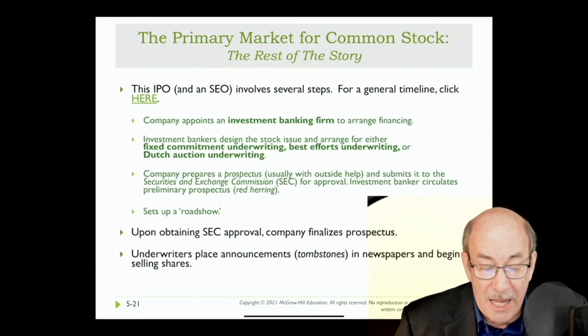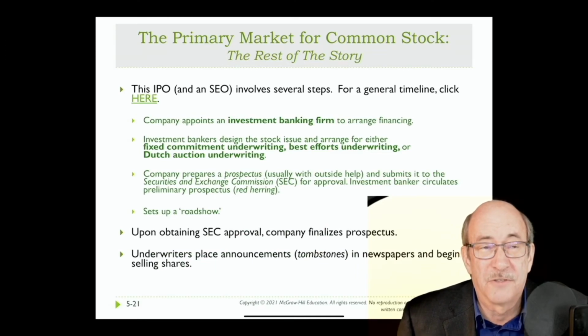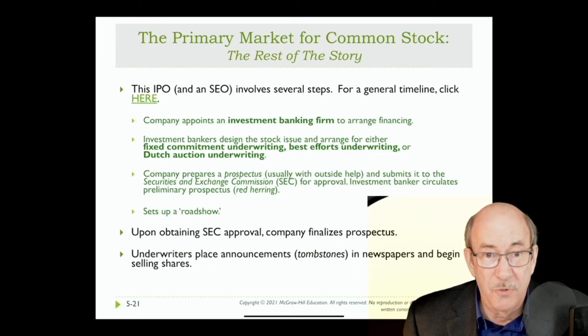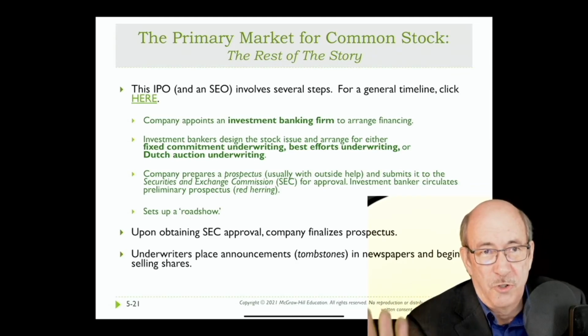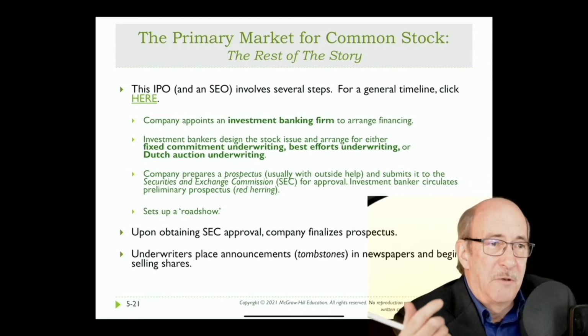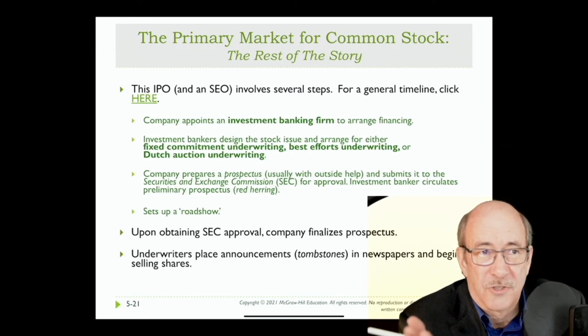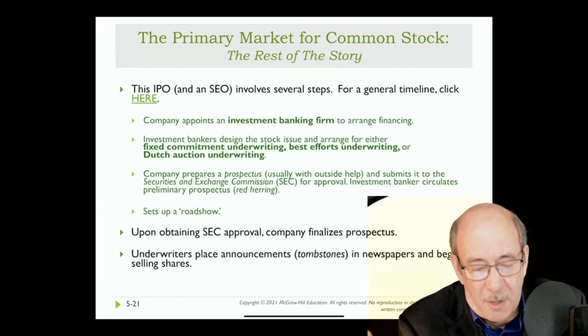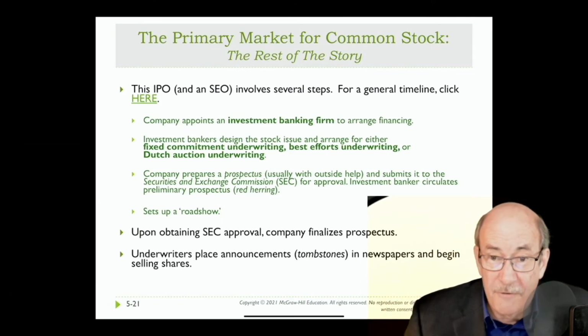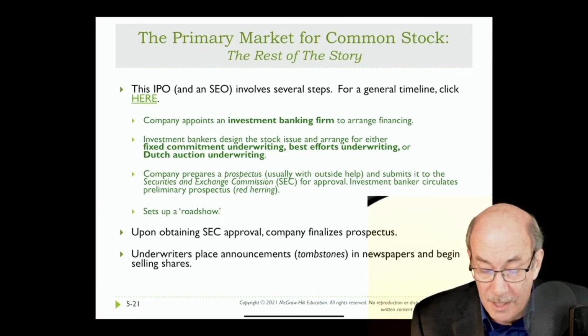So as the company now has agreed with the investment banker to create 4 million shares, they're going to sell 2 million of new shares and then some portion of the existing 2 million shares that are held by the founder and the friends and family and venture capitalists. So then they have a few other choices to make.